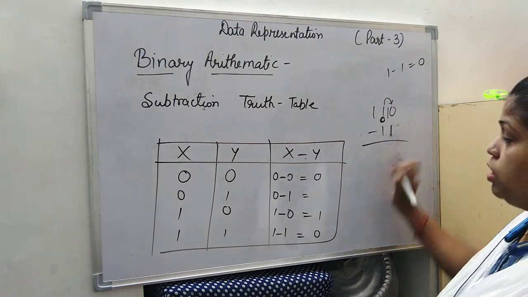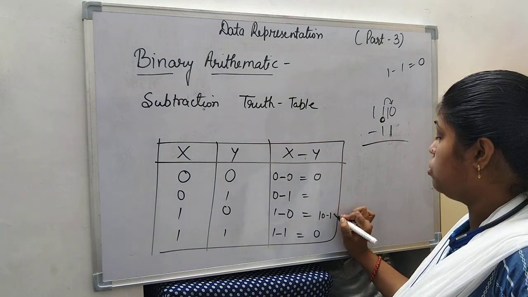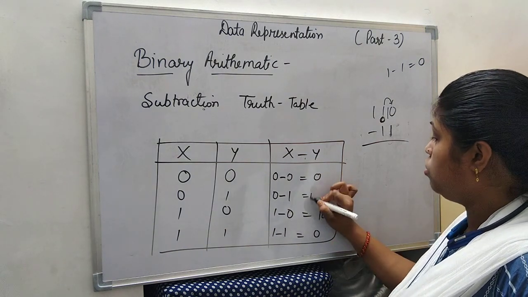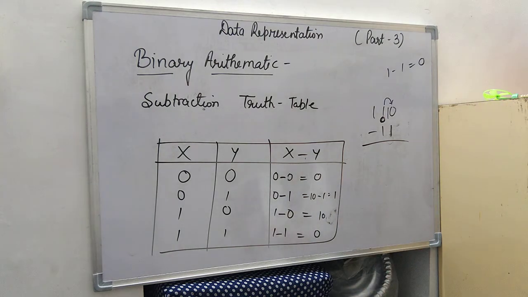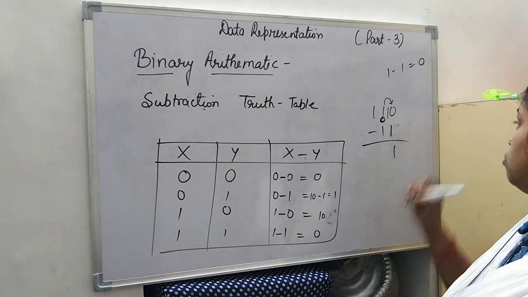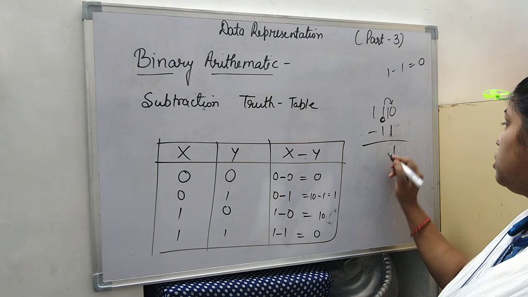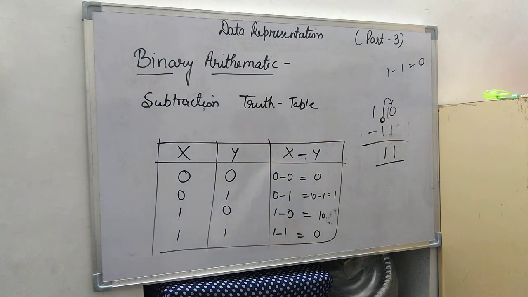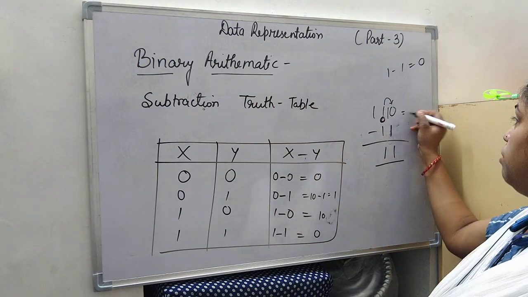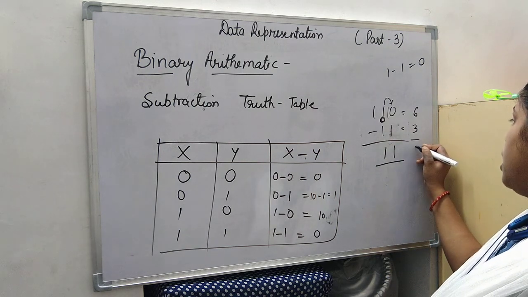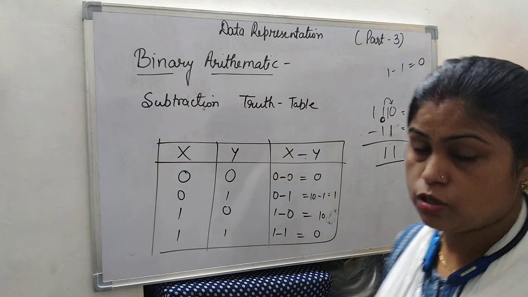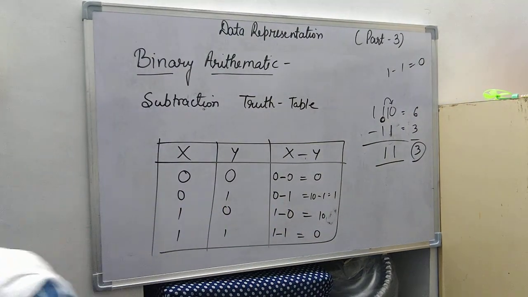So 10 minus 1 equals 1. Okay, because if you subtract 1 from 2, what will it be, 1, and 10 in binary is 2. So 10 minus 1 gives you 1. Now again 10 minus 1 gives you 1, and if you want to check this answer, you can check it. 110 is equal to 6, and 11 is equal to 3, and it gives you 3. So this is the answer of binary subtraction.